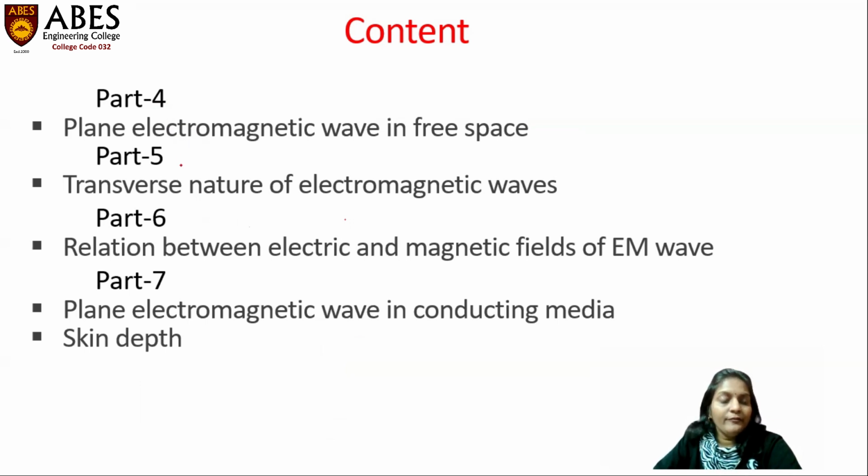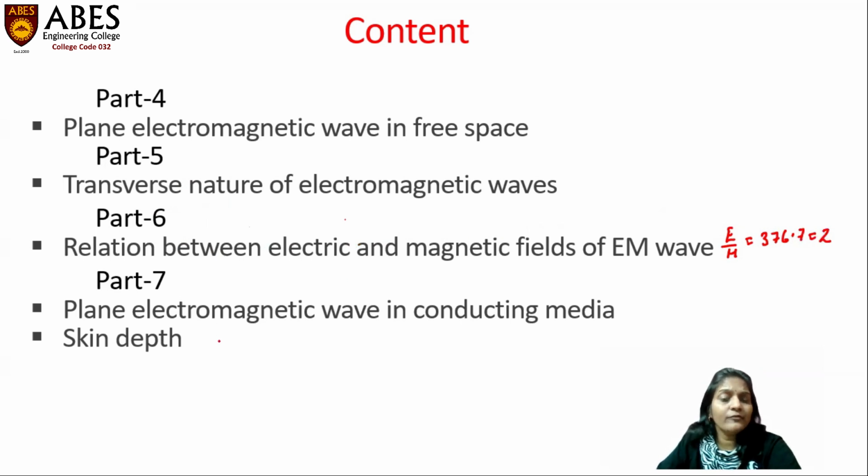In part 5 of the lecture series, I will cover another property of electromagnetic waves, that electromagnetic waves have a transverse nature. And in part 6 of this series, I will cover the relation between the electric field and magnetic field of an EM wave, that the ratio of the electric field and magnetic field is around 376.7, which is called the intrinsic impedance.